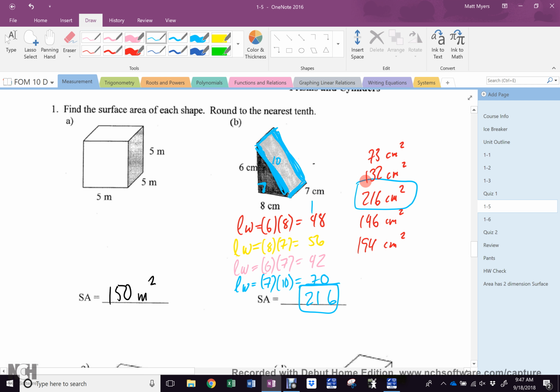Everybody cool? Now, if you have any one of these other answers, and you didn't show any work, do you know how to fix your problem now? Why did you do length times width for all of them, if it would be height times width and height? Because I don't like using height and stuff, because height changes depending on how the shape turns. So I did everything as a rectangle with length and width.